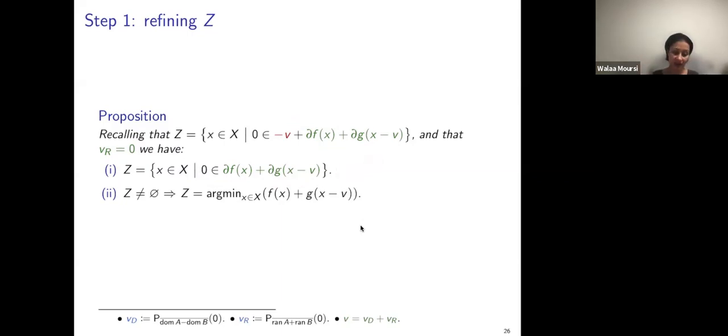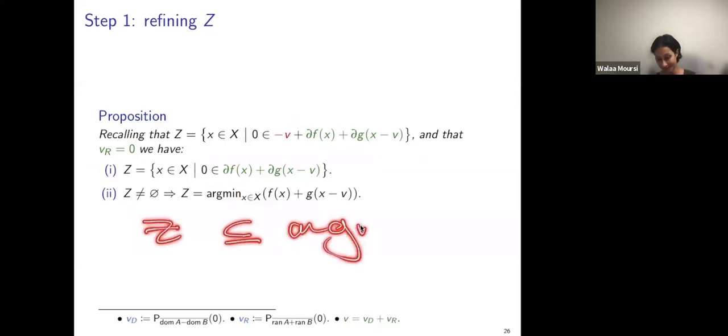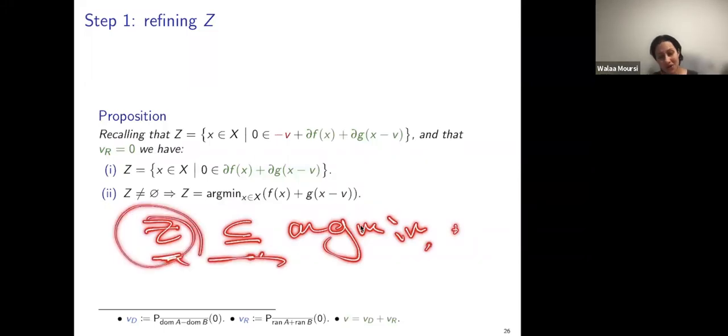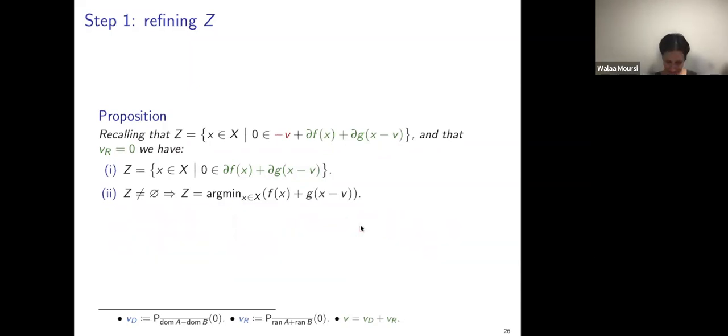The other thing is that under this assumption, we were able actually to show that if the set of critical points is non-empty, then it coincides with the set of minimizers. So again, classically, we know that Z is always a subset of the argmin. Critical points are always a subset of the argmin. However, it turns out that we can only get proper inclusion if this Z is empty. If it's non-empty, then we can get equality.